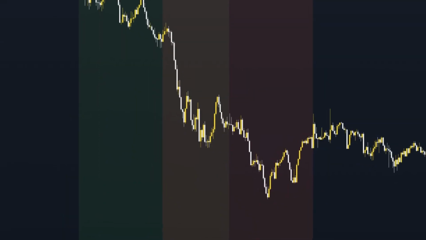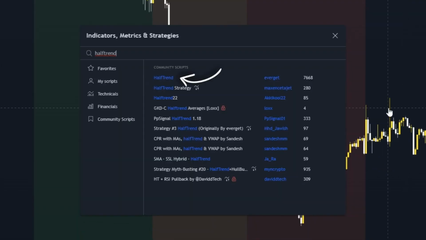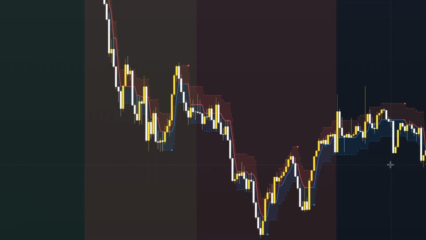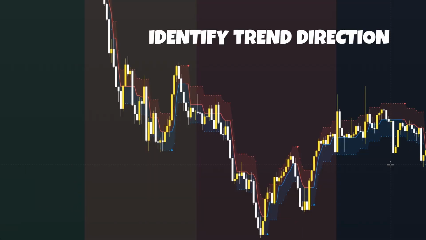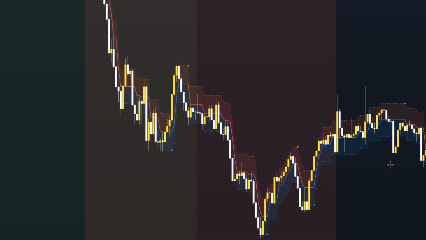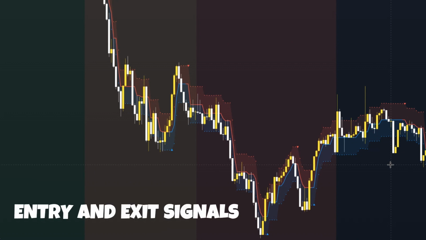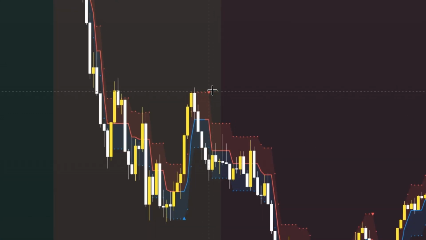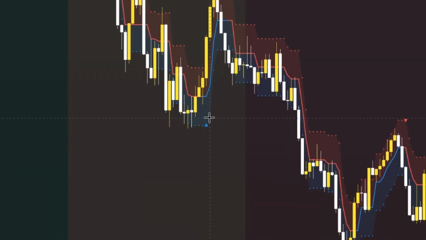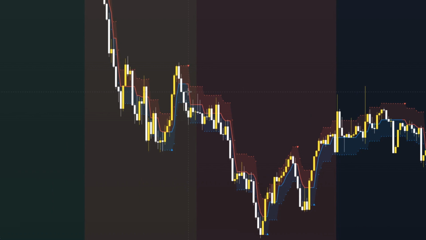So go up to indicators, type in half trend, and it's half trend by Everget. The half trend indicator is a powerful tool. It can help you identify trend direction on price and also provides entry and exit signals. It's super easy to use. When there's a little red triangle right here, it means to sell, and when there's a blue triangle, it means to buy. But we won't be using it like that, and I'm going to show you why in a minute.